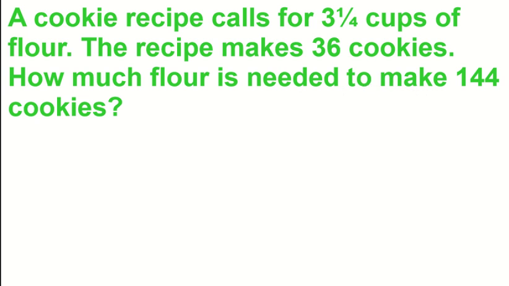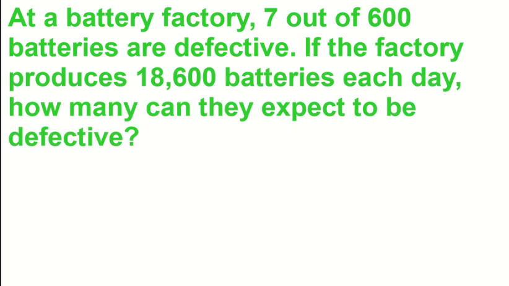If you get problems where they got 3 numbers, I've said this before, but if you get problems with 3 numbers and you don't know what to do, try a proportion. You might not be right, but decent chance you could be. Battery factory, 7 out of 600 batteries are defective. If the factory produces 18,600 batteries each day, how many can they expect to be defective?